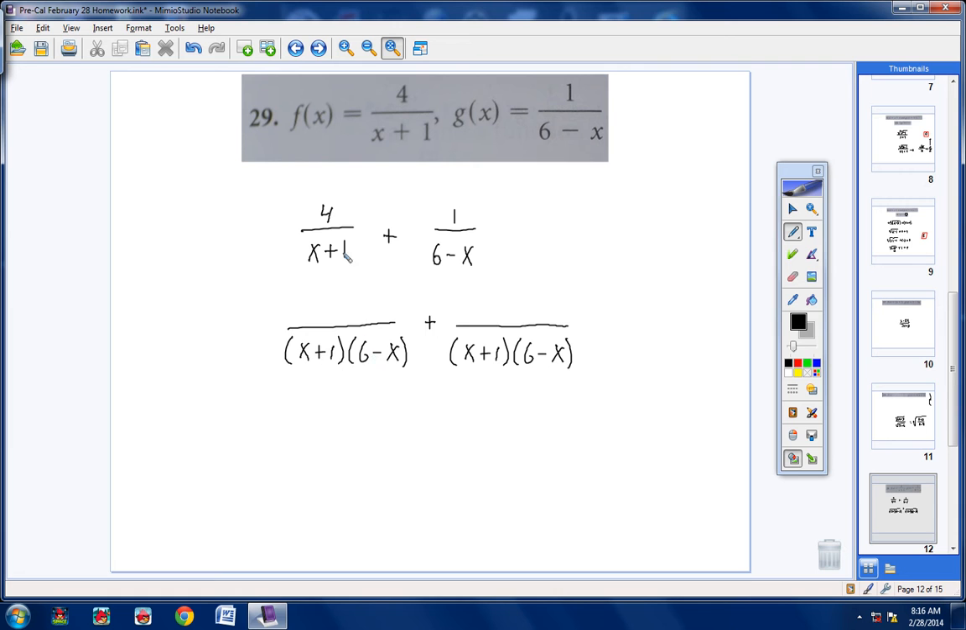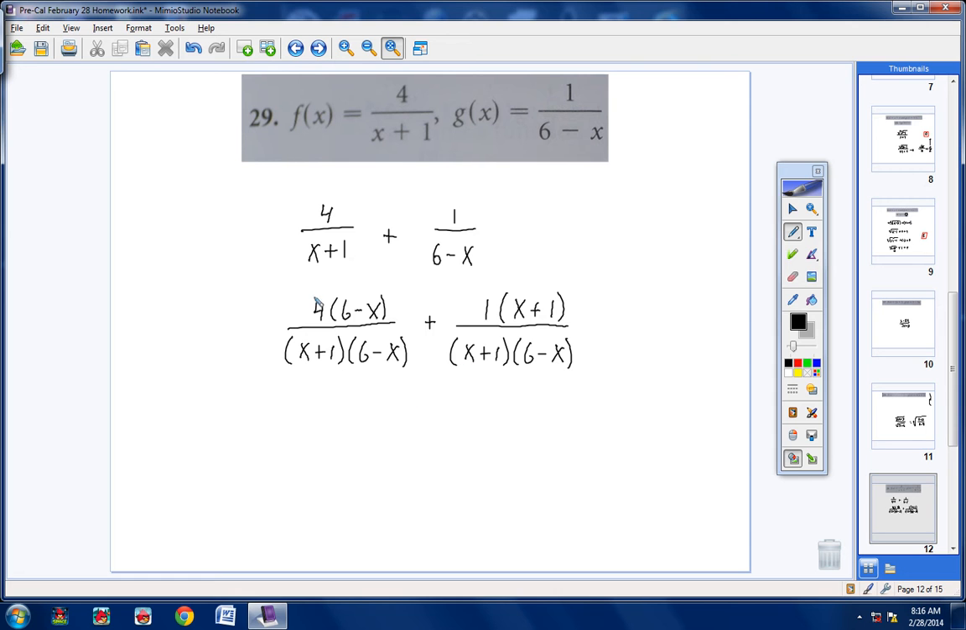What do I have extra here that I don't have here? 6 minus x, and you bring down your 4. So 4 times 6 minus x. Okay? What do I have extra here that I don't have here? X plus 1, and bring down your 1. So 1 times x plus 1.